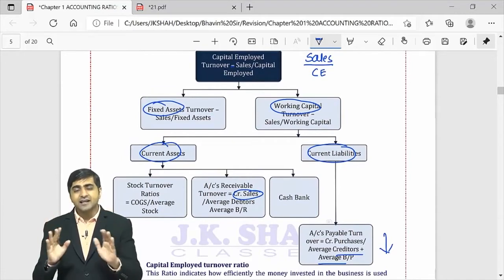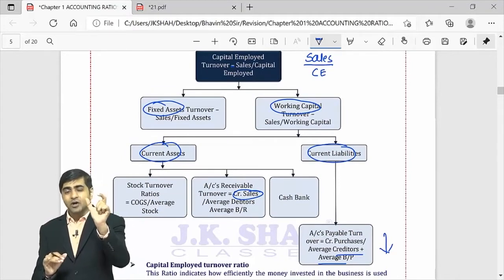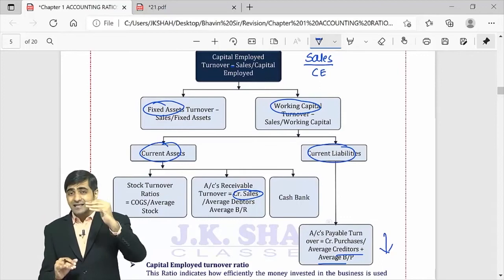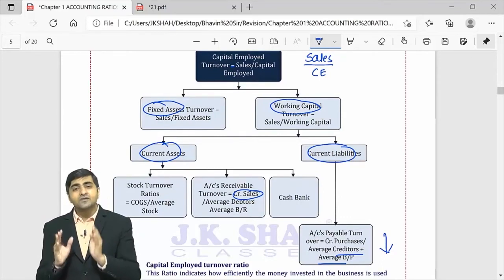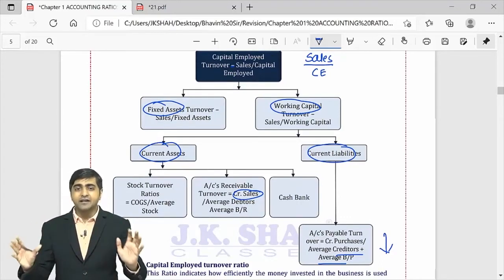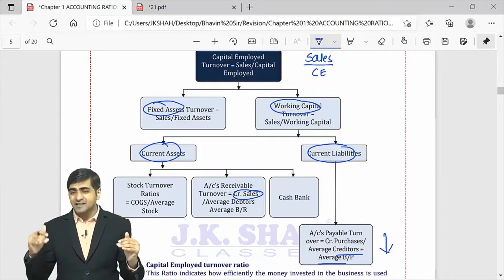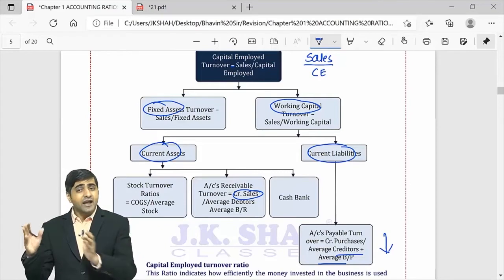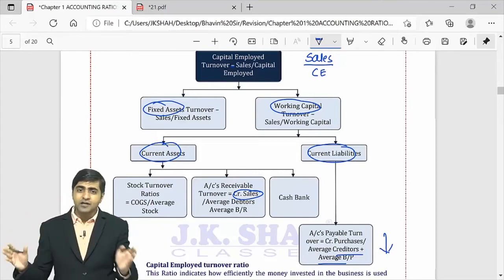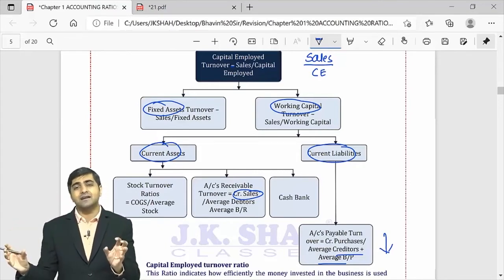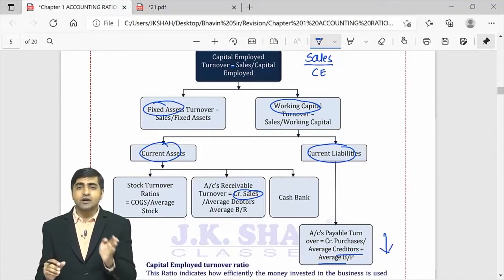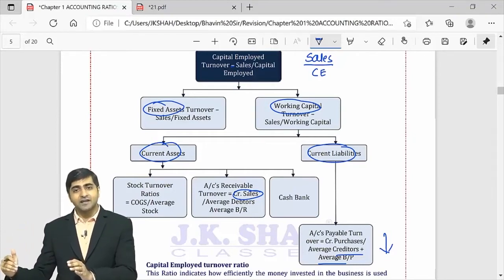Ultimately the conclusion is like this: while understanding the turnover ratios, we have the capital employed turnover ratio, which is nothing but sales upon average capital employed. This capital employed is divided into two main parts, fixed assets and working capital. Sales upon average fixed assets and sales upon average working capital. And in the working capital, we further divide it into current assets and current liabilities. Current assets will have stock and debtors, current liabilities will have creditors.